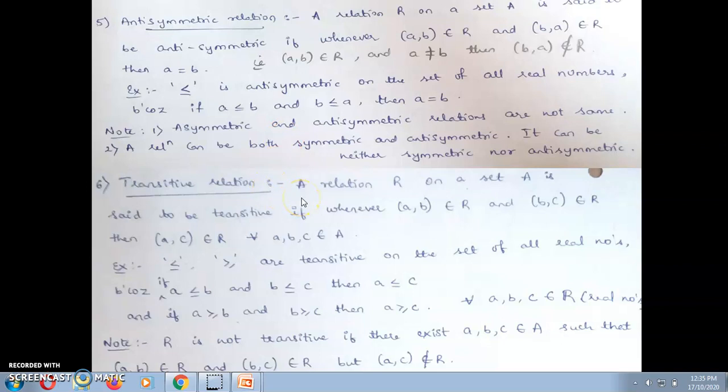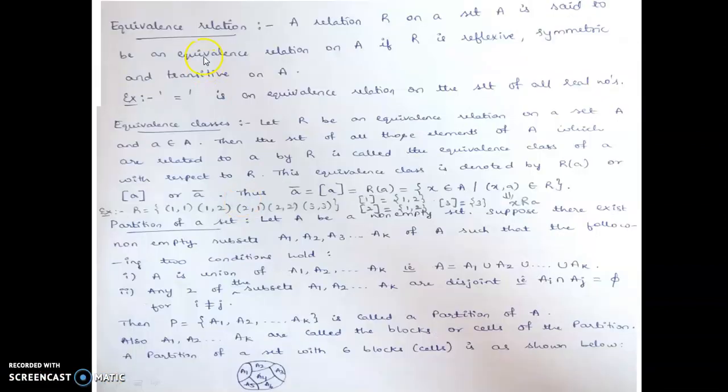So once we take an example, those will all be clear. A transitive relation: whenever (a, b) belongs to R and (b, c) belongs to R, and if (a, c) belongs to R, then we say that it's a transitive relation. This is important: if there is (a, b), (b, c), and a relation from (a, c), then you have a transitive relation. And we'll see one example on this.